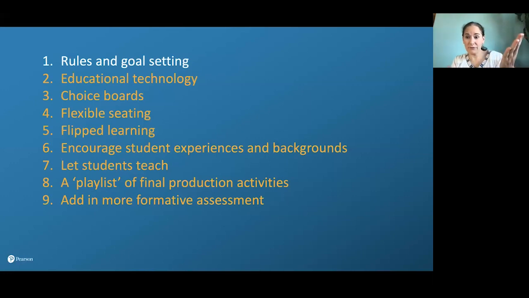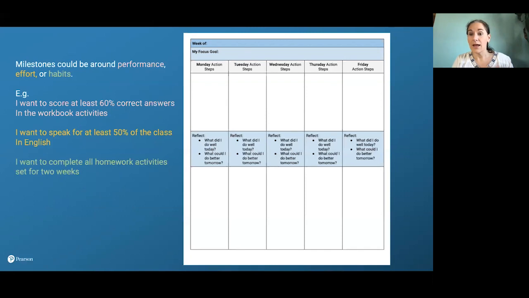Well, rules, I refer to sort of the classroom contract. You know, we do need to make sure that our students are going to work hard in class, speak English, respect their partner. The goal setting is very personal. How can we do this? Think about goal setting around 3 different ways. It could be about performance, effort, or habits. So performance is the one we know best. Performance is, for example, here I've got, I want to score at least 60% correct answers in the workbook activities. So they're going to make steps in order to study hard before taking on some workbook activities.